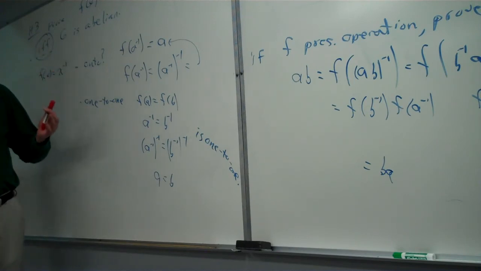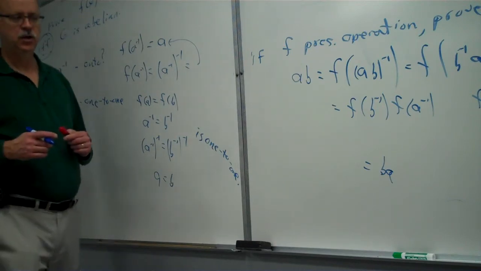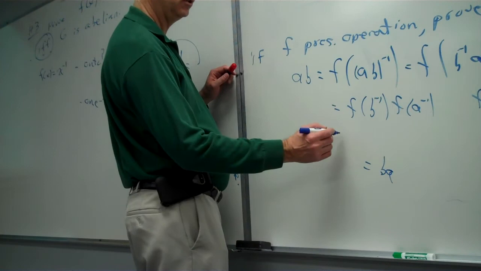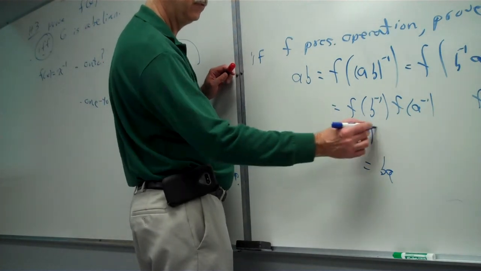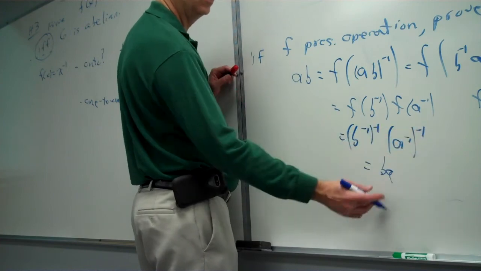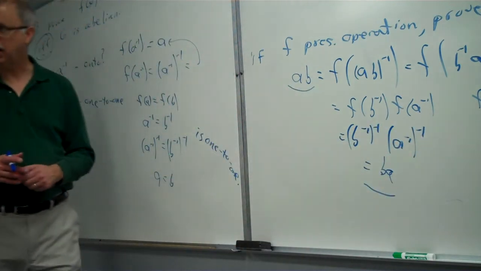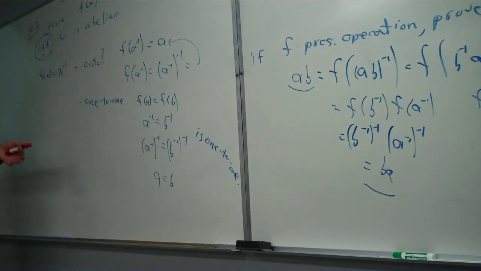Well, what do we have now? F of B inverse is B inverse inverse, which is B, and F of A inverse is A inverse inverse, which is A. And so, well, AB is going to have to equal BA. If the operation is preserved, AB will have to equal BA. The group will have to be abelian.